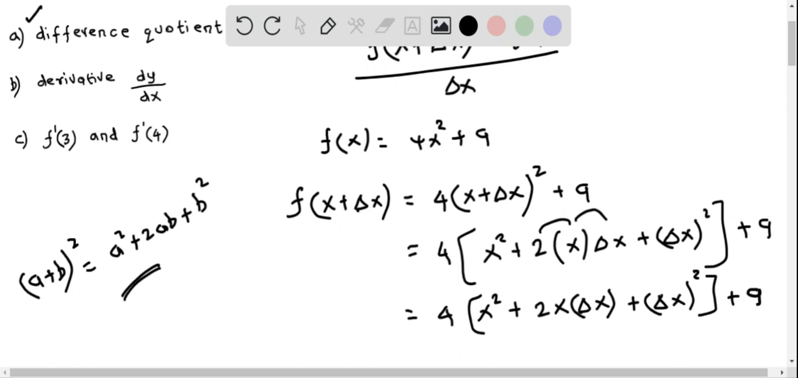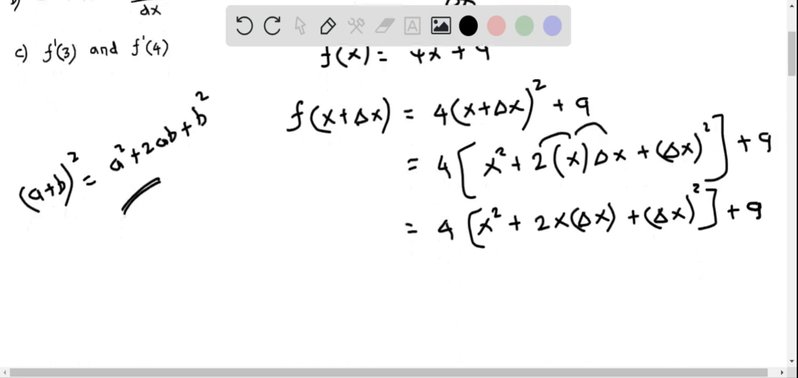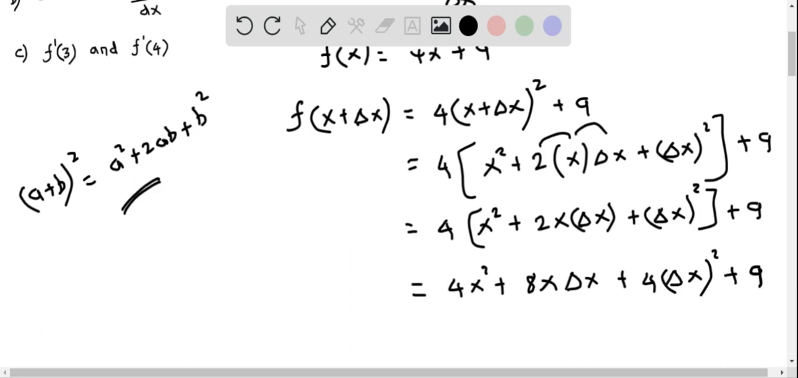plus 9. We then distribute the 4 into the terms inside the brackets. So therefore this becomes 4x squared plus 4 times of 2x delta x is 4 times 2 is 8, which is 8x delta x plus 4 times of delta x quantity square is 4 delta x quantity square plus 9. So this is our f of x plus delta x.